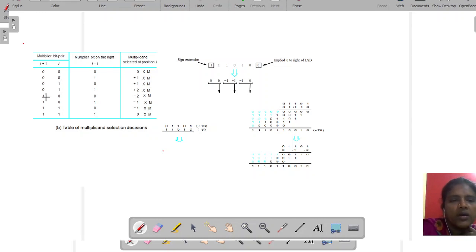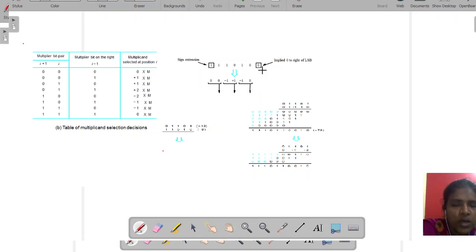Now you can see here, the bit pair recoding multiplier considers 3 bits: i plus 1, i, and i minus 1. That means it groups the 3 bits, the current bit, the previous bit and the next bit. Depending on those bit values, you find the multiplicand position: whether it is 0 into m or plus 1 into m. This is what it is trying to do. Let us see the example.